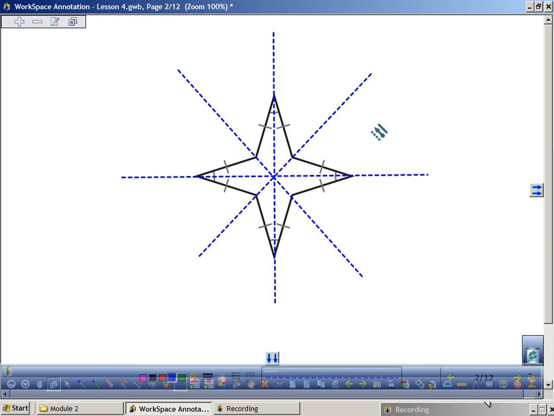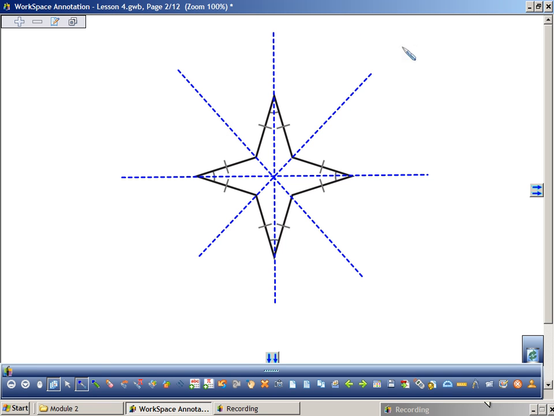All right. How many is that? How many times did we fold it? 1, 2, 3, 4. There are 4 lines of symmetry up here. 4 lines of symmetry.